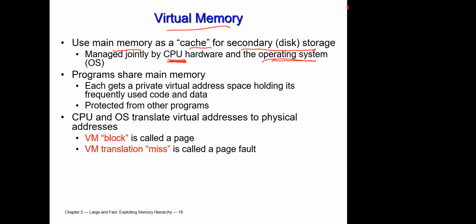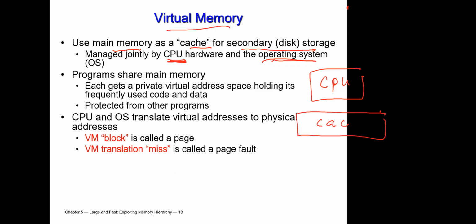So in this case, we will have the CPU like that. We will have, or we had, the cache like that. We also had the main memory like that. But we are also adding the disk.